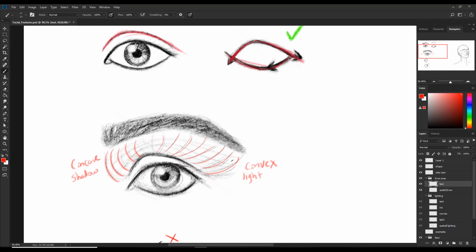When you're lighting the eye, and you're transitioning between this convex lighter area and this concave shadowy area, it actually creates a diagonal here, allowing for a nice, elegant transition between the light and dark areas.